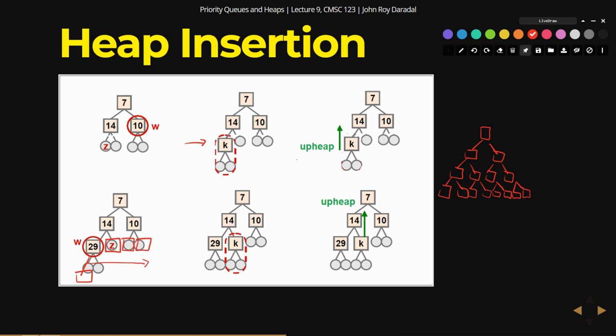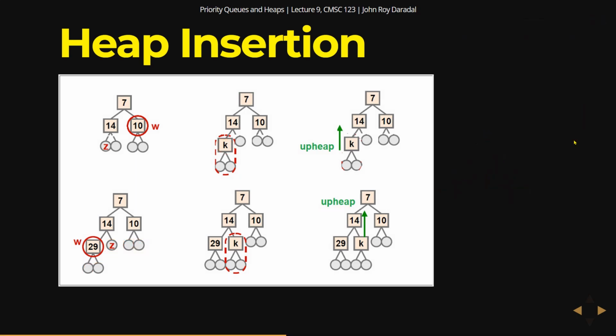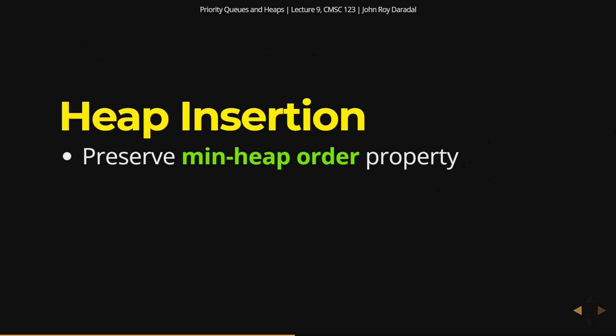But again, where we insert the key might not be the correct position for this key, because for example, what if this is key 5, right? So 5 is a child of 14, so this violates the min heap property, because the parent should be less than or equal to the child's key. That's why it's necessary to do this up heap algorithm, because we need to preserve the min heap order property.